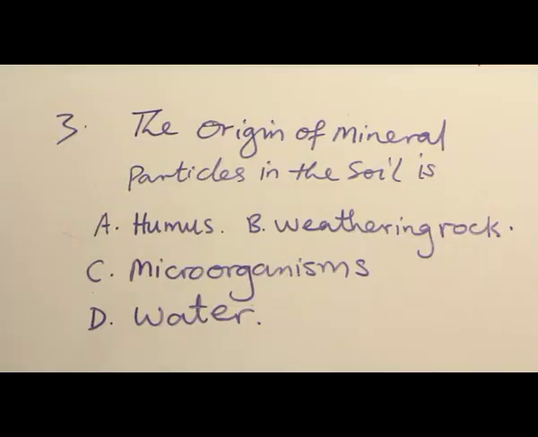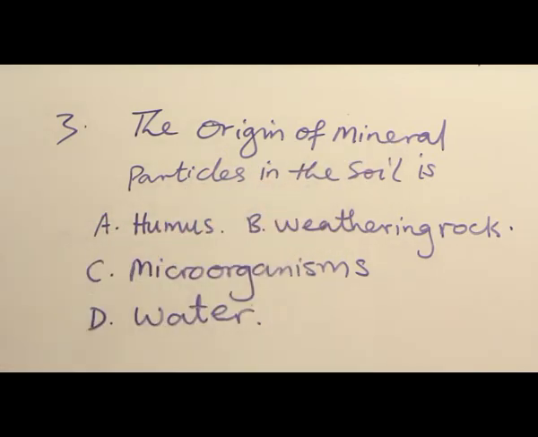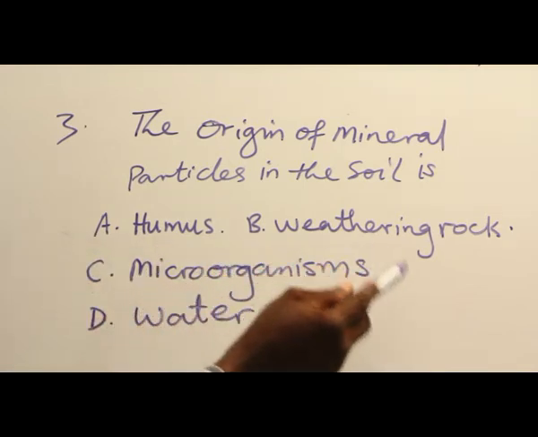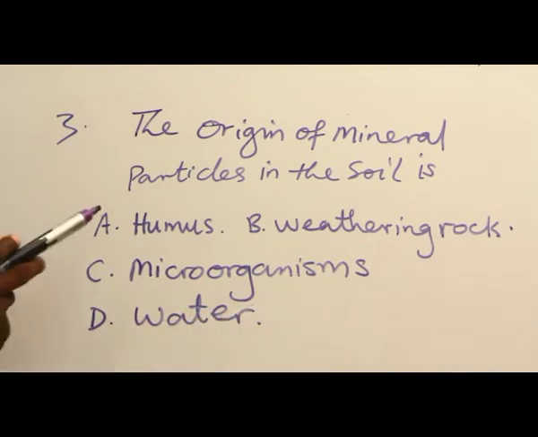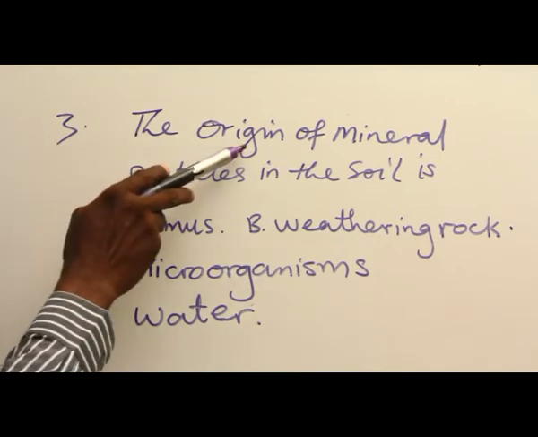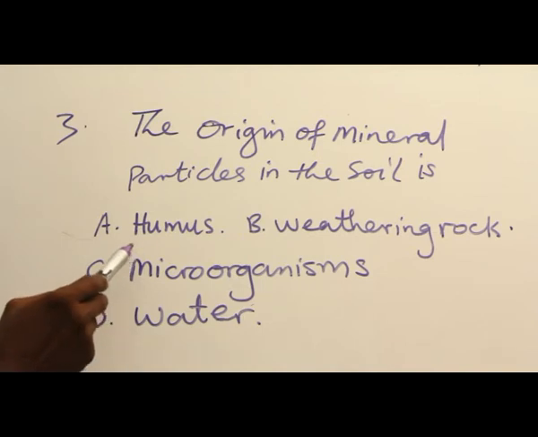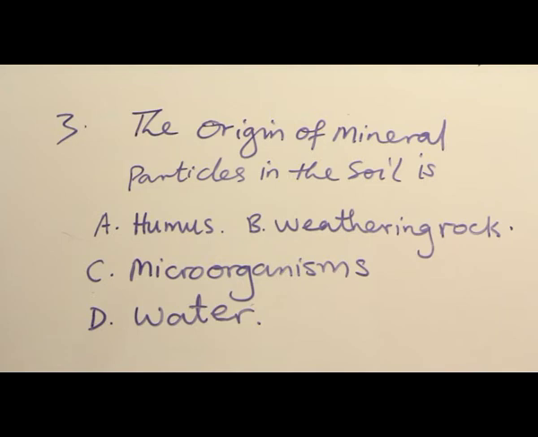Number 3, the origin of the mineral particles in the soil is A, humus, B, weathering rock, C, microorganism, D, water. We are talking about the origin of mineral particles. Humus is later. This is organic nutrient to the soil. Dead organisms add minerals to the soil. That's later. It's not the origin.